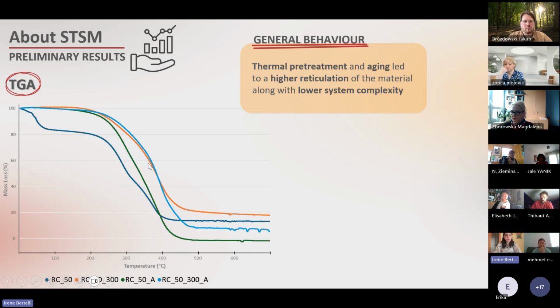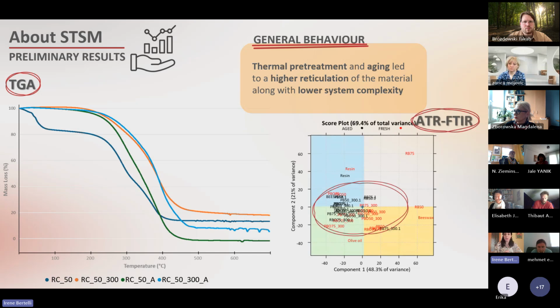We can observe that the three pre-treated samples show a higher temperature value at the flex point. So it suggests that there's a higher reticulated fraction inside the samples. But we can also see that for these three curves the profile is simpler compared to the curves of the fresh samples. So we can also say that the general complexity of the system is lower in the pre-treated samples.